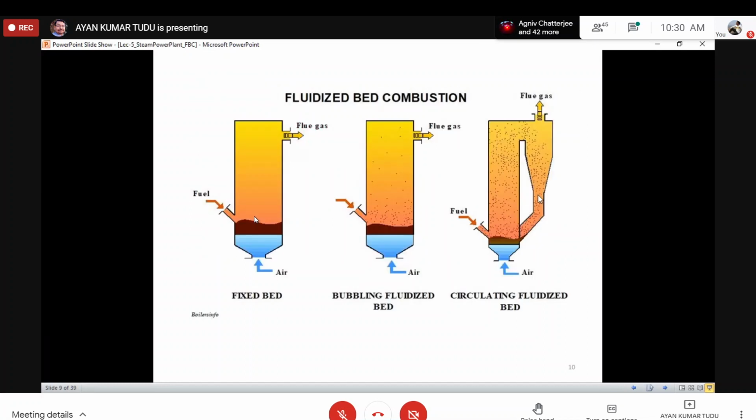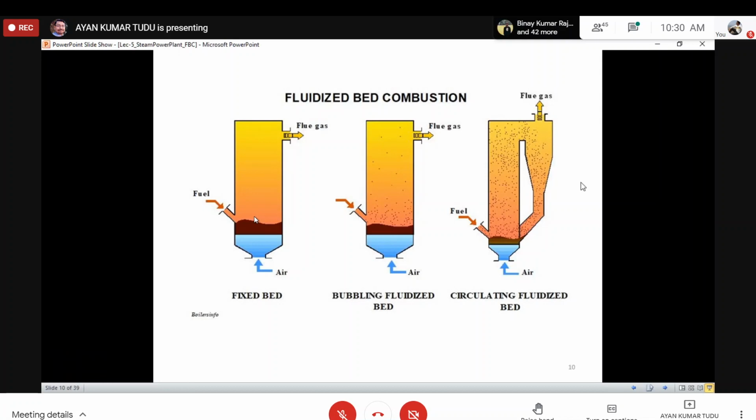Here is a typical picture of fluidized bed combustion. As you can see, in the first one we have the mixed bed, where the fuel is entering and the air is coming from the bottom, combustion is taking place and the flue gas goes out from the top section. Then we have the bubbling type in the second picture, and the third is the circulating type. As you can see, there is a circulating area, and the flue gas comes out from the top of the combustion area.